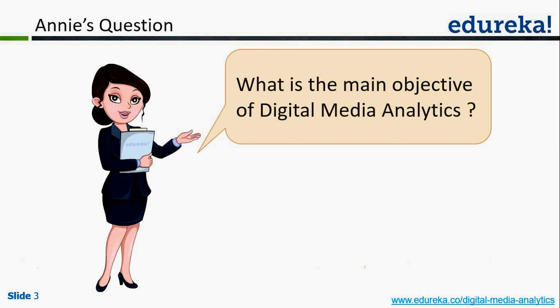Okay, so we have a friend Annie. Annie is asking us what is the main objective of digital media analytics. So guys, like any other analytics, digital media analytics primarily consists of 3 points. First, to record the data. Second, to analyze the data. And thirdly, to report the data. By this we mean that digital media analytics focuses on the digital part of the entire analytics. So it's a very specialized and very focused division of analytics where you focus only on digital performance.